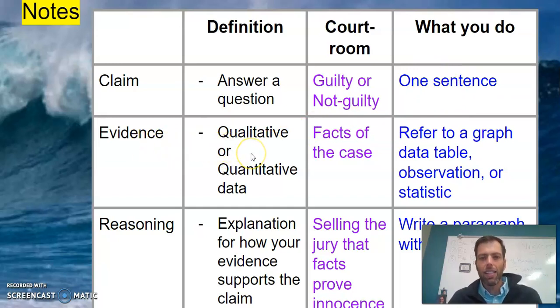Now, the evidence needs to back up your claim. In science class, this takes the form of either qualitative or quantitative data. If you don't know the difference between qualitative and quantitative, I would take your pen or pencil right now and underline the letter N in quantitative. Quantitative data is anything having to do with numbers. Qualitative data is data that has to do with observations.